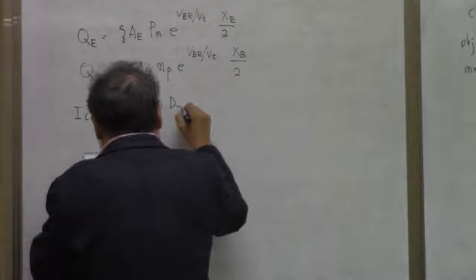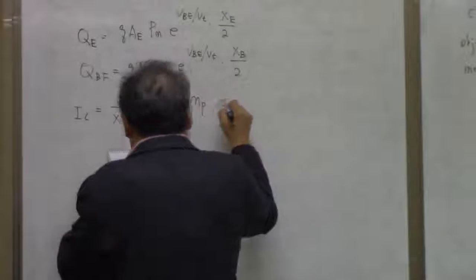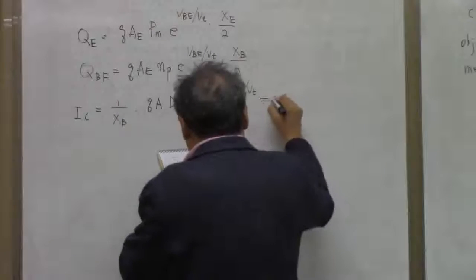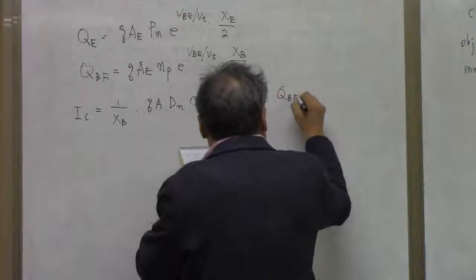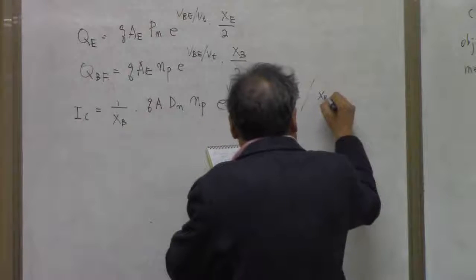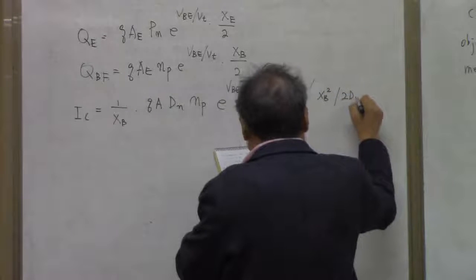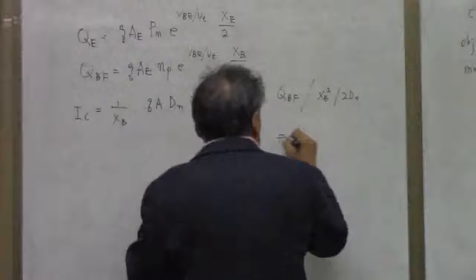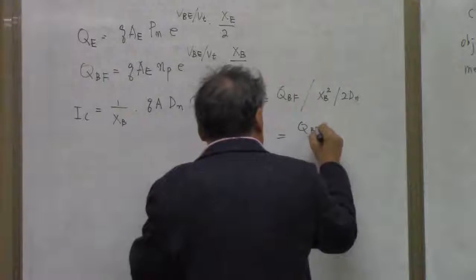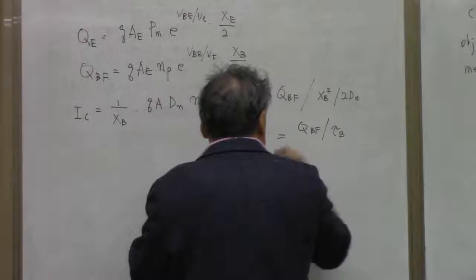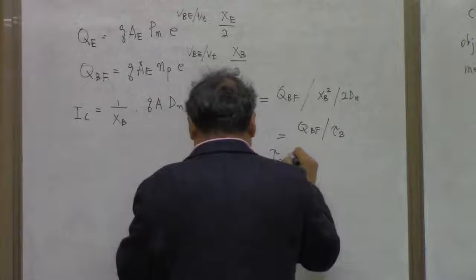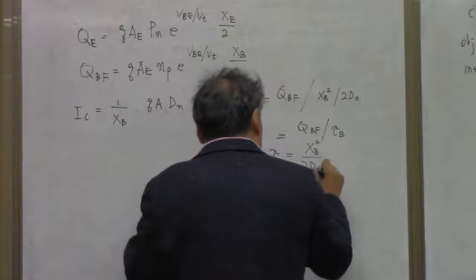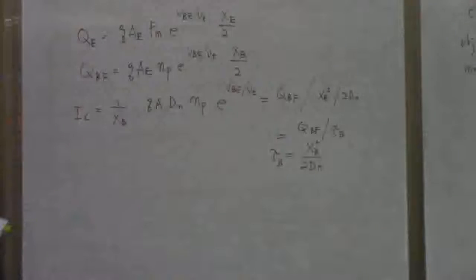That is going to be NP e to the VBE over VT. And that is going to be QBF over XB square over 2DN. Okay? As by definition, it should be equal to QBF over tau B, so that tau B now is nothing but 2DN. You can write this fashion, right?